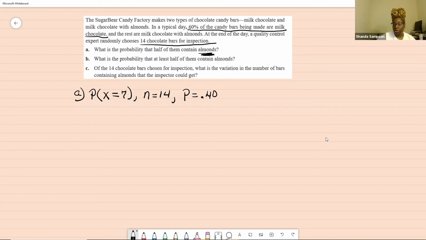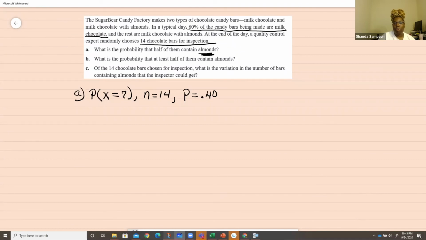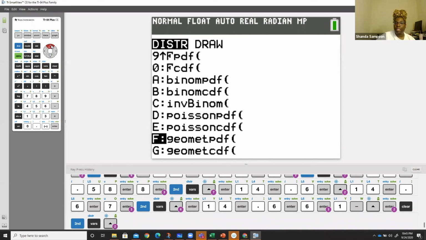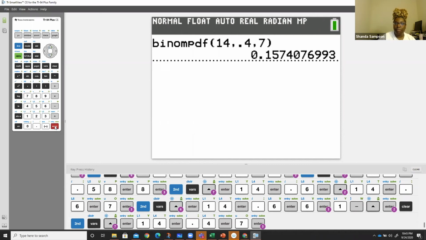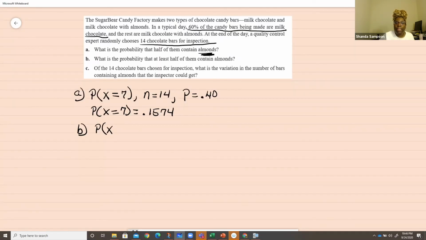Yes, you do have to read it, but you don't have to get caught up in all of the reading. I just wanted to show you one because I didn't want you to think that we don't read anything and just pop in numbers. Distribution: since it's equal to, we're going to choose PDF, not CDF, and our trials were 14. We were looking for 0.4 and 7, which gives 0.1574.